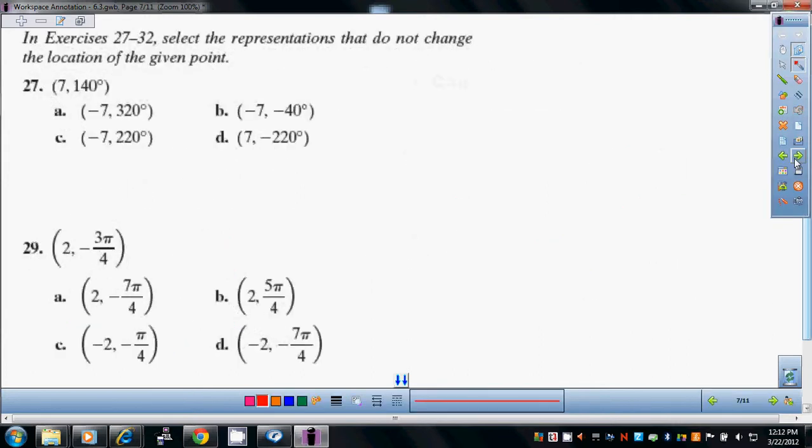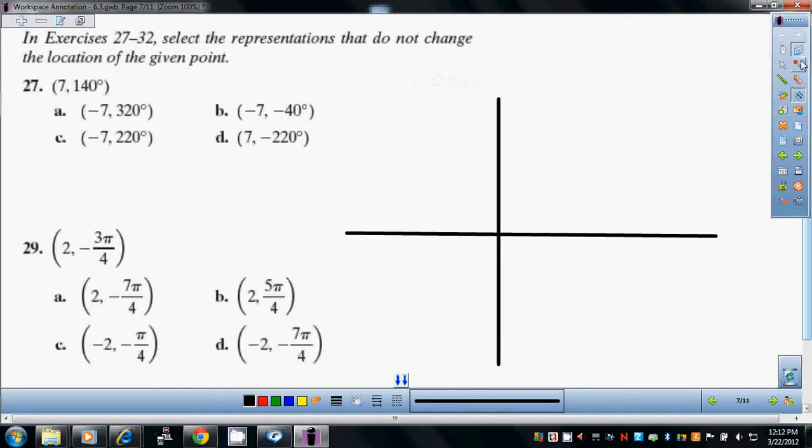All right, 27 and 29. These simply say, here's a point, which of these points are the same? Easiest way to do this is just to graph them. Here will be my axes. So, number 27. 7, 140 is approximately here. Here is my original. So now I just need to see which of these are the same.